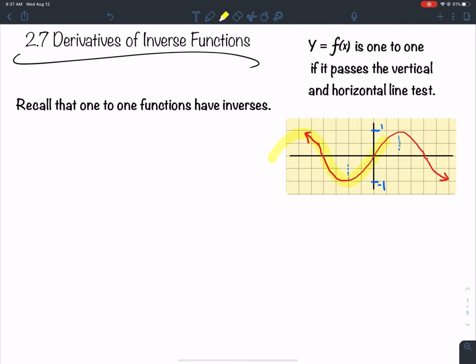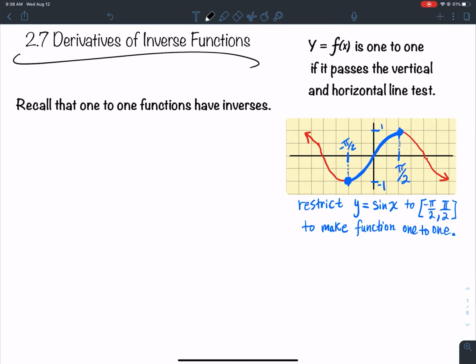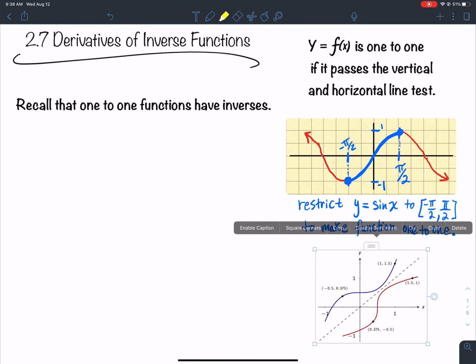So clearly this is not one-to-one because I can draw a horizontal line and it passes through infinitely many places in this curve. Now, if I restrict sine of x to negative pi over 2 to pi over 2, all of a sudden this curve becomes one-to-one. It passes the vertical line test and the horizontal line test. So if we make restrictions, then we can say that the inverse is actually a function.